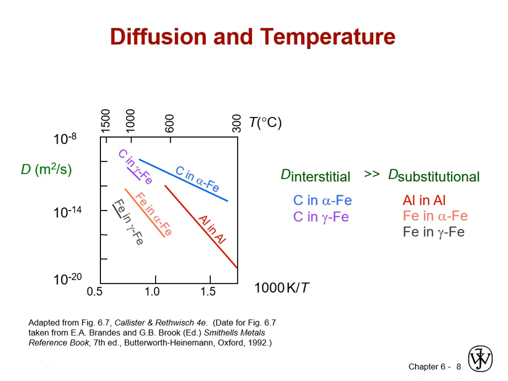Now, just looking at orders of magnitude, if we look at the same temperature, the 1.0 on the x-axis in 1000 Kelvin per temperature unit, you can see that the average iron in iron self-diffusion, a substitutional diffusion, for the same temperature, is somewhere on the order of 5 orders of magnitude less than carbon dissolving in the same material. So that's another big glaring example of the difference between interstitial and substitutional diffusion, even for the same temperature.